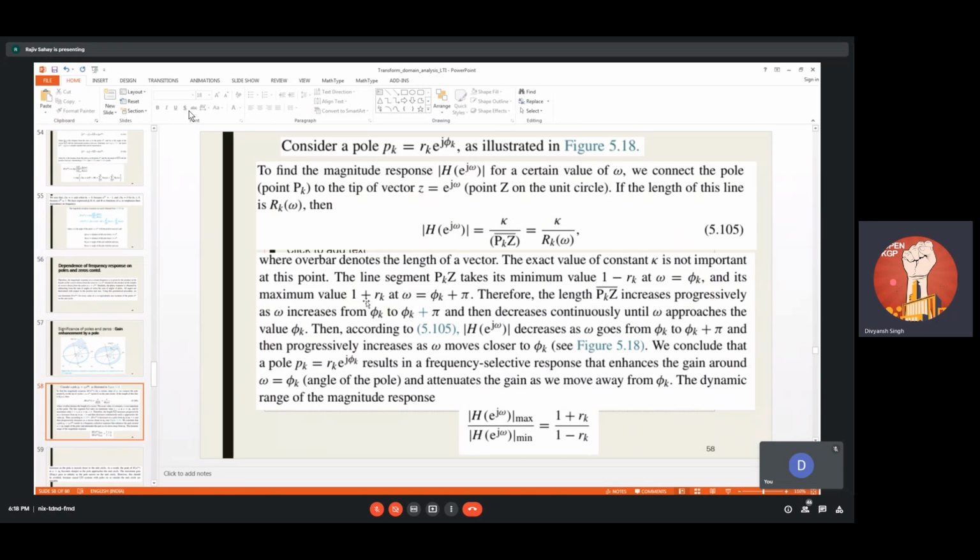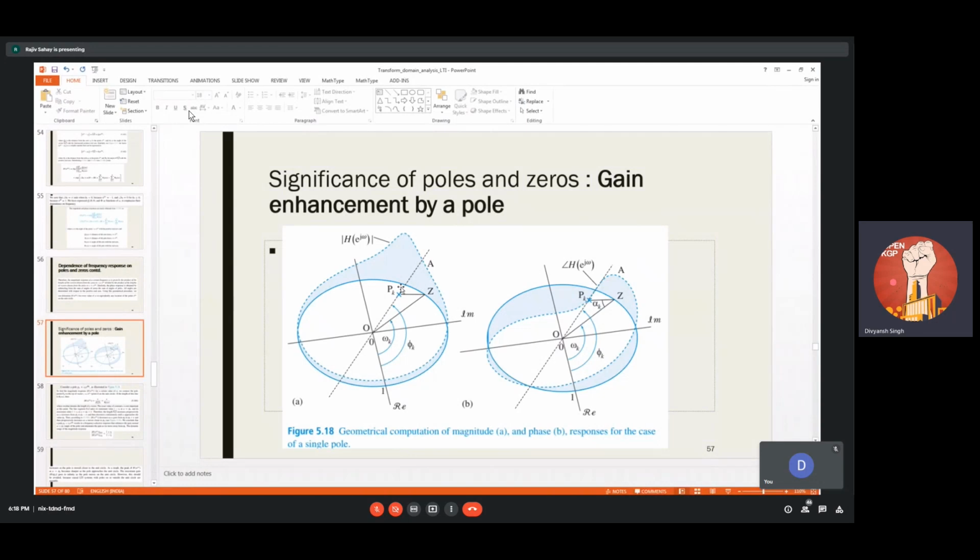And its maximum value is 1 plus rk at omega equal to phi k plus pi. So we saw that when Z goes from here to here, the distance PkZ will become 1 plus rk. So that is the idea here.